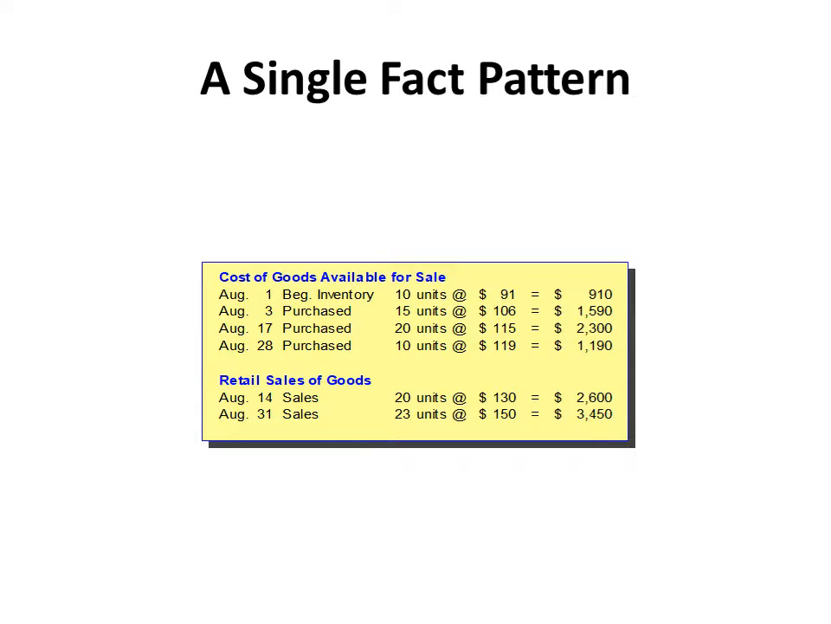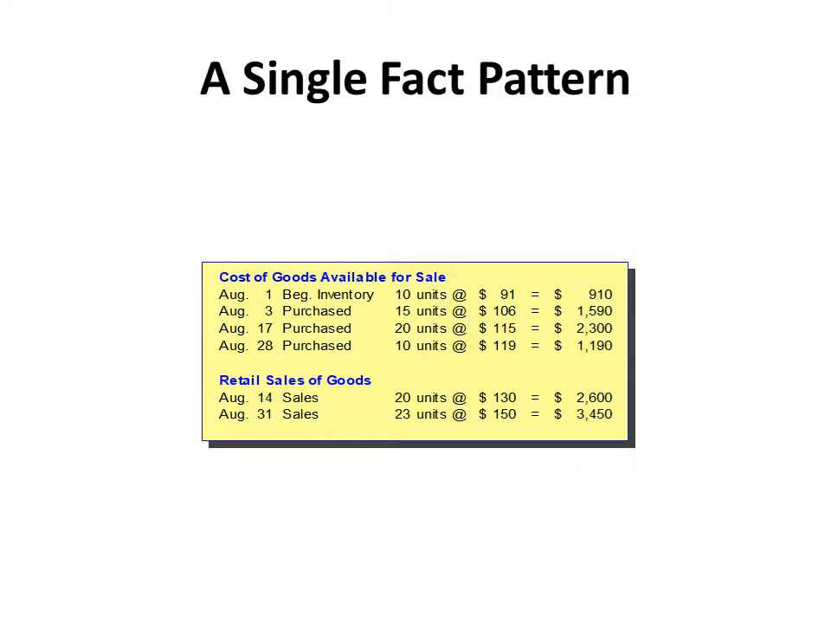And in doing so, I'm going to use a single fact pattern. This is the fact pattern. This single fact pattern is going to be used for specific identification, first in, first out, last in, first out, and weighted average methods of inventory. These are all US GAAP methods, and they are different cost flow assumptions. But this fact pattern does not change.